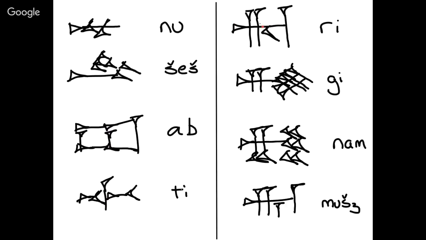Anyway, you can see the difference between the re here. Even though it has a lot of the same signs or the same wedges, they're in a different pattern. This is the gi sign. This is the nam sign. And then finally, this is the mush 3 sign. And if you see that star sign before it, the thing that looks like a star, that's the dinger sign. And dinger mush 3 is Inanna, the goddess Inanna.